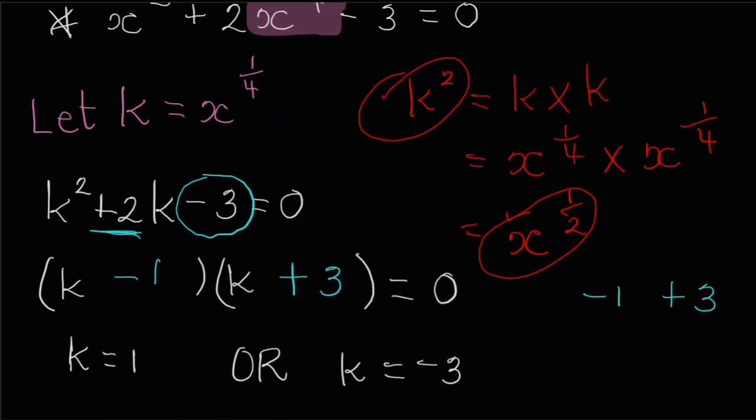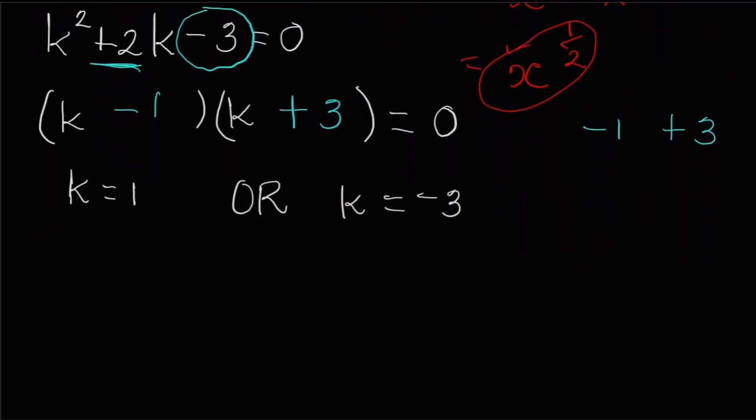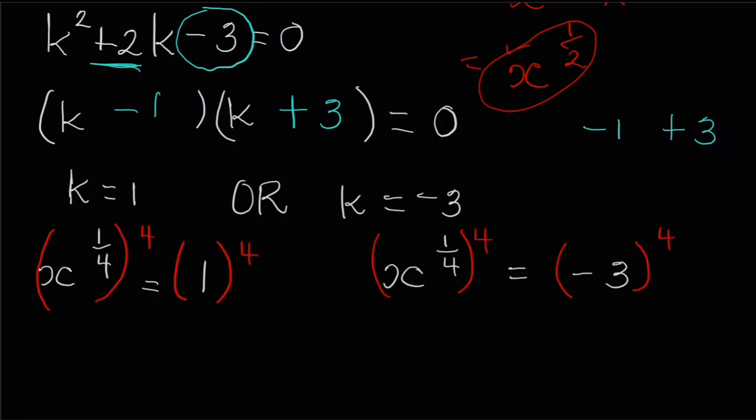So the next step would be to replace k with what you initially had k equal to. Since we chose k to equal x to the power 1 over 4, that is now what we're going to replace the left-hand side with. So we have x to the power 1 over 4 is equal to 1. And here we have x to the power 1 over 4 is equal to negative 3.